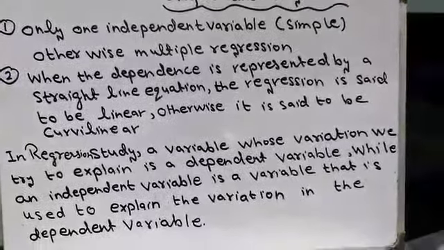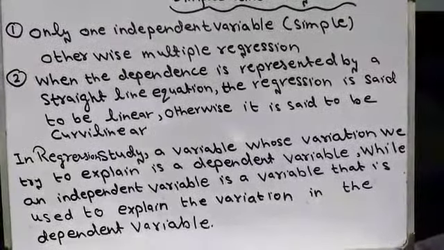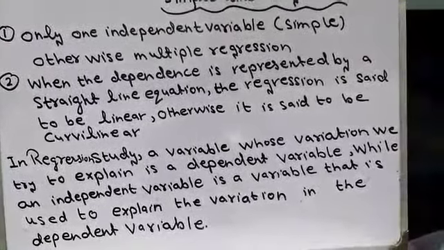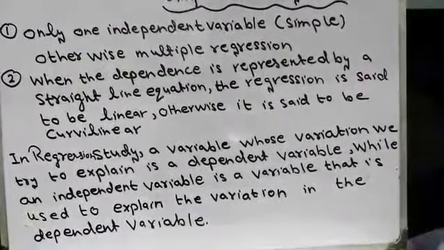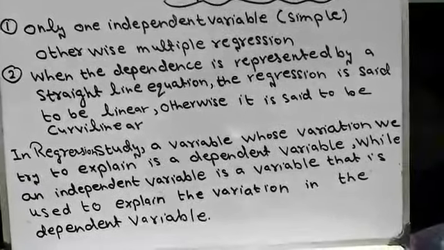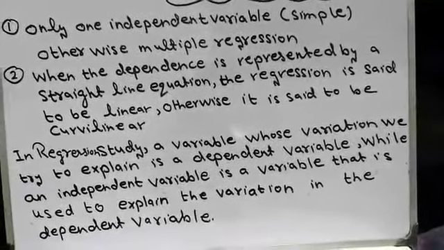In regression study, a variable whose variation we try to explain is a dependent variable, while an independent variable is a variable that is used to explain the variation in the dependent variable.